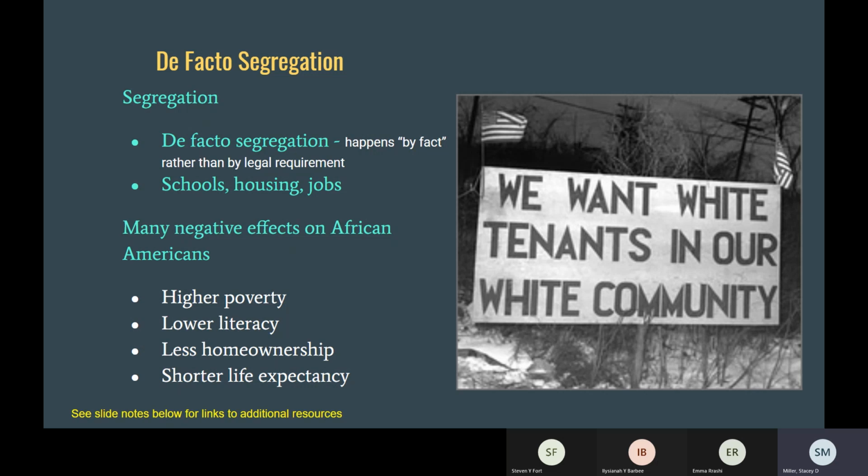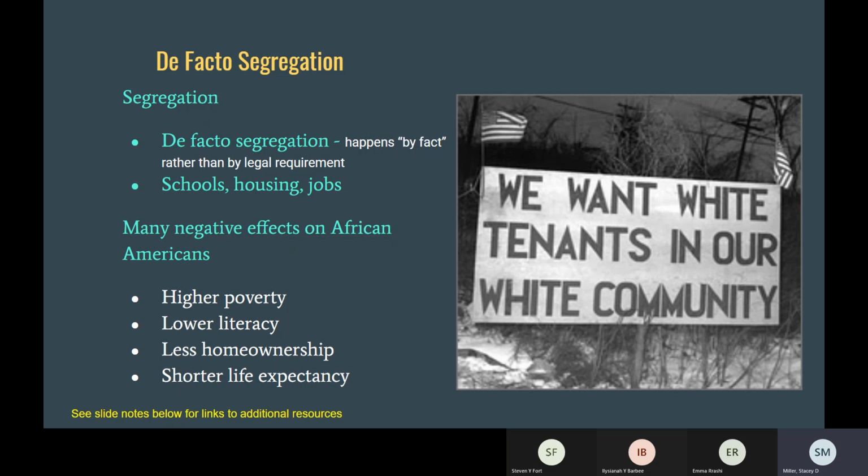You also see a lot of negative effects, things like higher poverty, which would come from denying people jobs, specifically denying African Americans jobs. And if they are given jobs, oftentimes it is of the lowest wages, which leads into things like generational poverty as well. We also see lower literacy, which comes from misfunding or lower funding of schools, less home ownership because some people just aren't allowed to secure bank loans or secure any sort of housing, and shorter life expectancy as well.